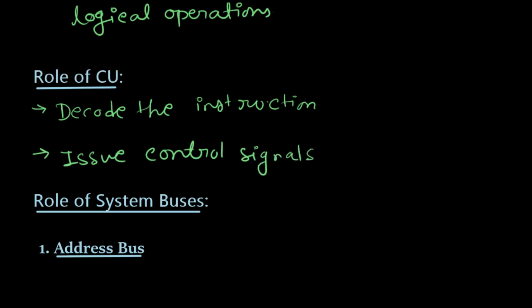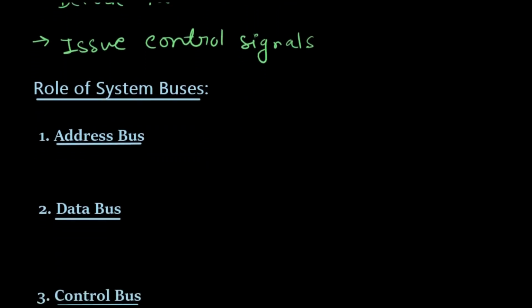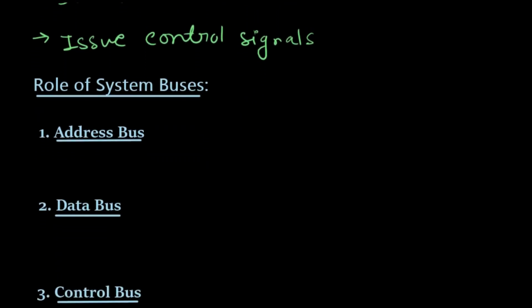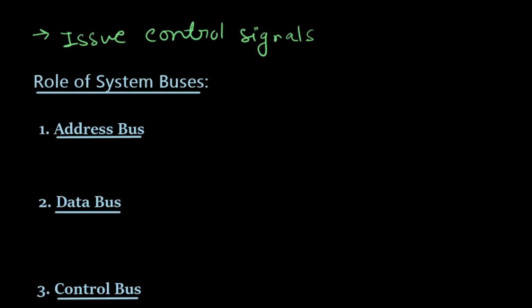Now let us talk about the system bus in detail. We have three kinds of system buses, right? Address bus, data bus, and control bus. First, let me tell you why we have three kinds of buses and what buses actually are. Buses are nothing but wires. They carry current. Address bus is meant to carry addresses, data bus is meant to carry data, and control bus is meant to carry control signals. So what does the address bus do? They carry the addresses.